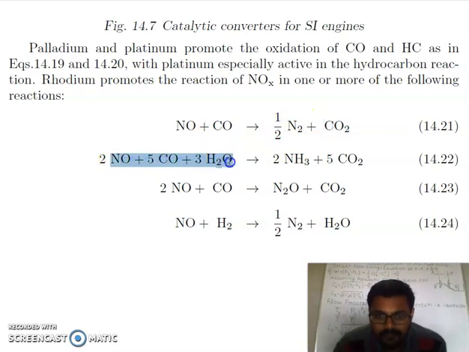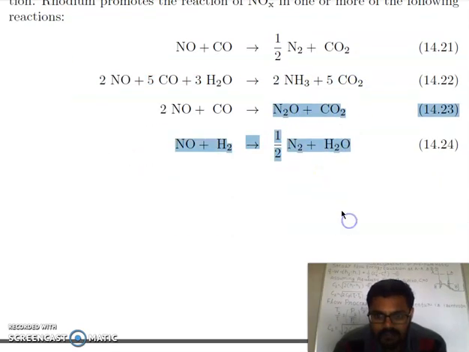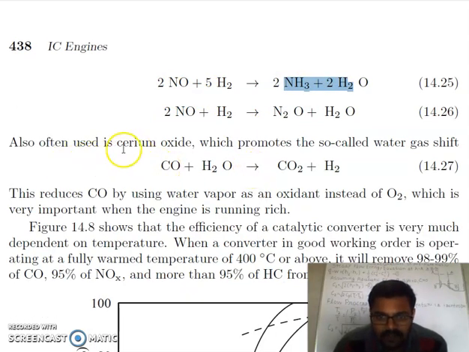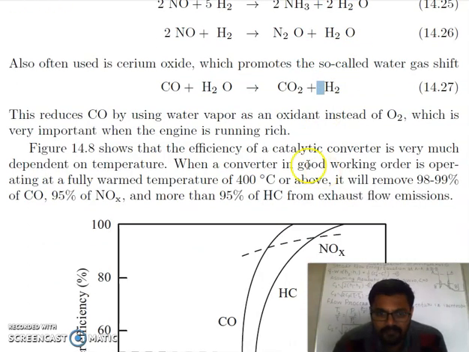Same here, you can see this will react. Also water is used here. It will form ammonia and carbon dioxide. The products are more stable. In this reaction you can see hydrogen is used, and it will form this product. Also you can see carbon monoxide and water will react to form CO2 and hydrogen. So mostly the products coming out of the catalytic converter are stable.